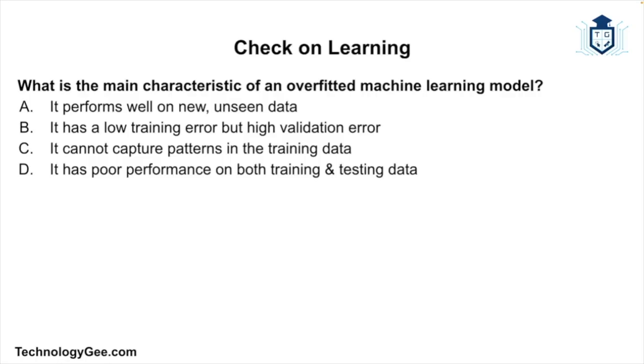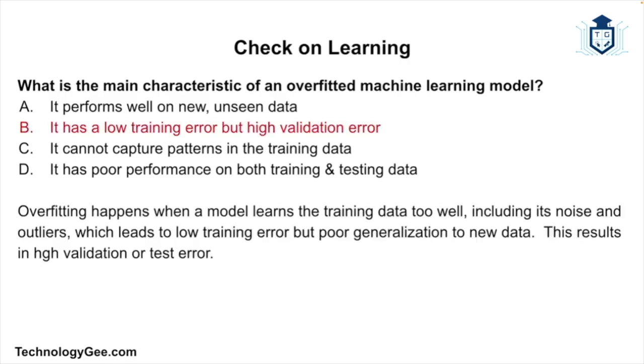So our first question is, what is the main characteristic of an overfitted machine learning model? Is it performs well on new and unseen data? It has a low training error but high validation error. It can capture patterns in the training data, or it has poor performance on both training and testing data. And the correct answer is it has a low training error but a high validation error.